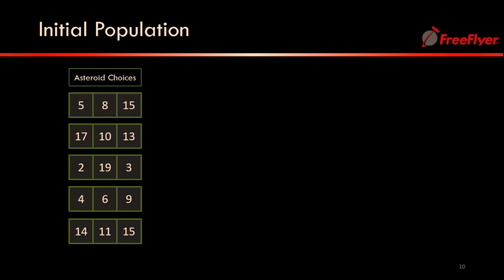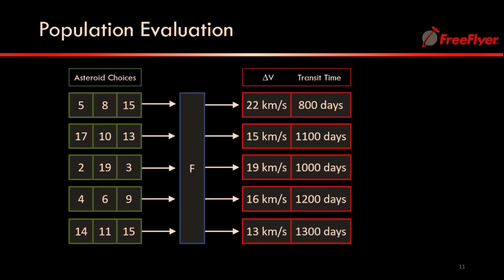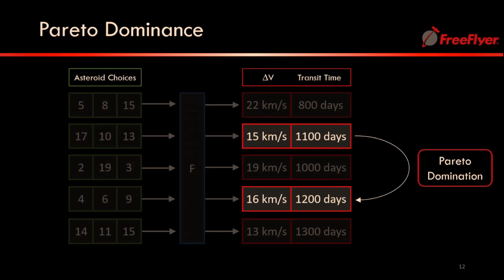So we have a couple sequences of asteroid choices here. And each one of these sequences is going to be fed into our user function, which is then going to output the objectives for the multi-objective optimizer. Now, something that we can notice right away is that we have Pareto front domination going on in this set.